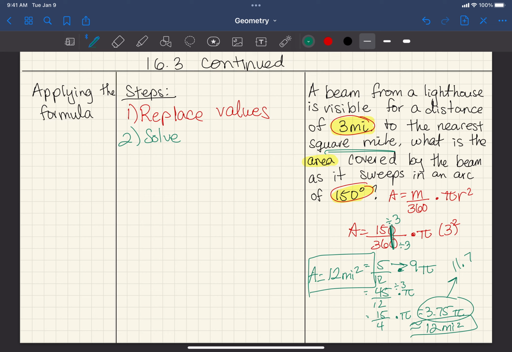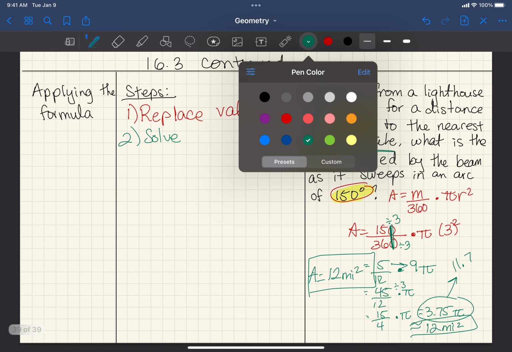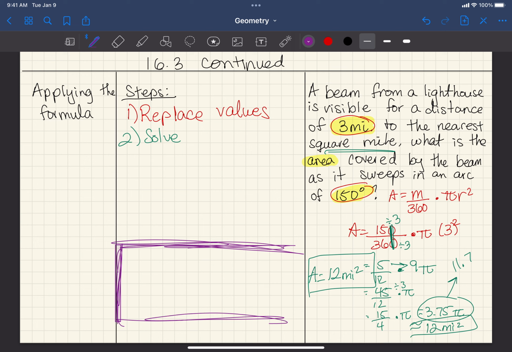So for your practice problems, you're going to have 2 for this section. Let me set up the box. It's going to be on page 878, and it's problems 15 and 18. Those are the only two you have to do for this section. Okay? And that's it.